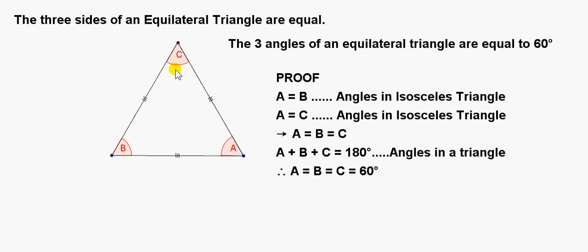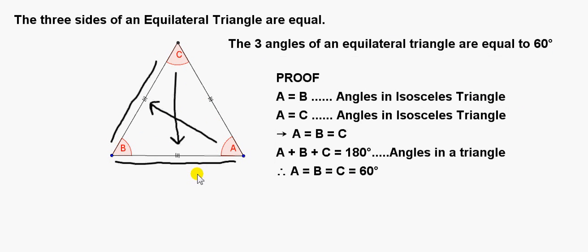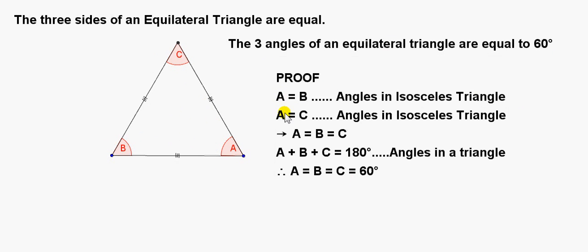Similarly, A equals C, because angles A and C are opposite equal sides also. A is opposite this side and C is opposite this side. So we can think of this as an isosceles triangle where the two equal sides are this side and this side here. So if A is equal to B and if A is equal to C, then B must equal C, because both B and C are equal to the same thing. So that means that all three of them are equal to each other.